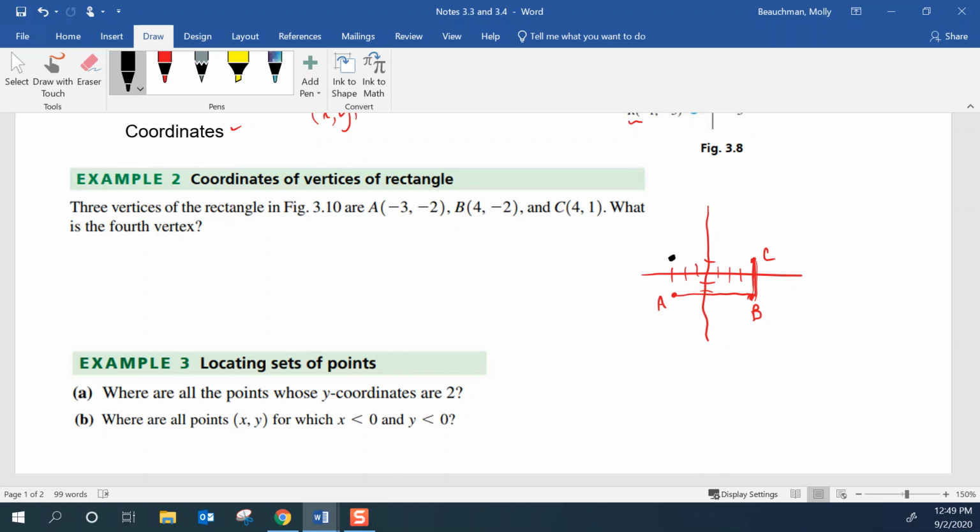So where would that be? That would be at an x of negative 3, and a y coordinate of 1. Okay, so there's where the fourth vertex is.